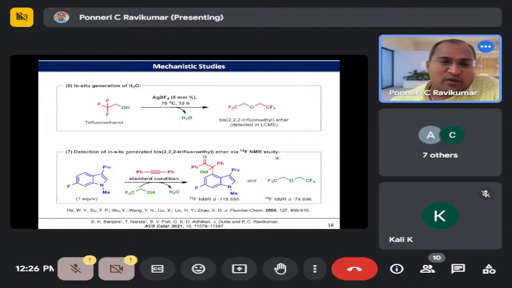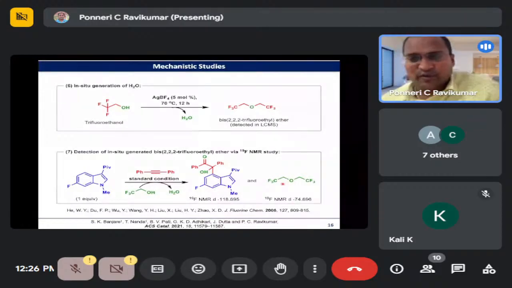We took the fluorine tagged substrate, a substrate with fluorine, and then we run this reaction, and we detected the fluorine signal for the product as well as this ether. Okay, now in the next slide I will show you how we detected it.